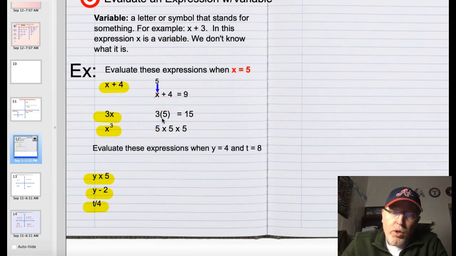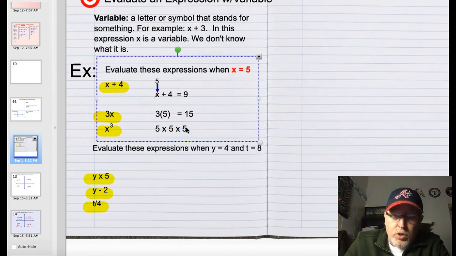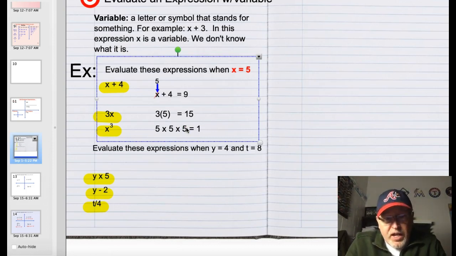Again, when you have a variable that's right next to a number like that, just insert it right in a set of parentheses, and it's going to make your life much, much easier. You won't say that that's 35. You'll know that it's 3 times 5, which is 15. And then you've got x cubed, and x is 5. So just put it in. 5 times 5 times 5, and evaluate that out. 5 times 5 is 25 times 5. This one here would be equal to 125.